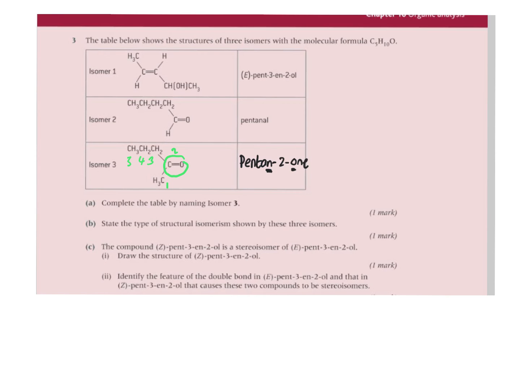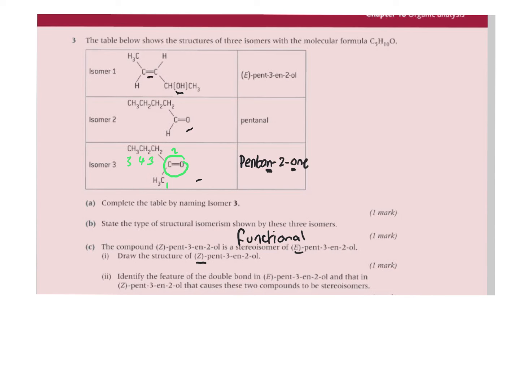The structural isomerism, well, they're all different functional groups because this is an alcohol and an alkene. This is an aldehyde and this is a ketone, so that is functional group isomerism. Remember, they're all the same structures but different functional groups. So the compound Z-pent-3-en-2-ol is a stereoisomer of E-pent-3-en-2-ol. So draw the structure of the Z isomer.